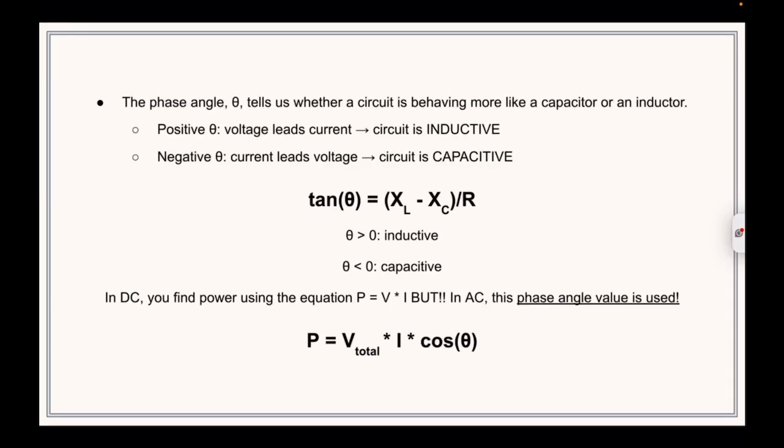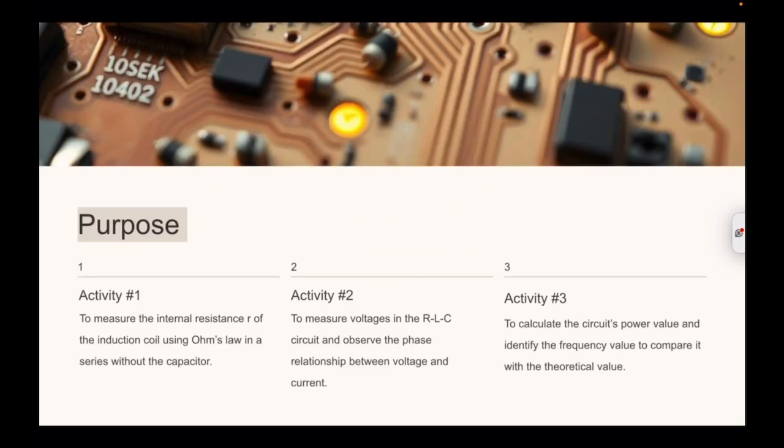We also have what is called the phase angle, which tells us whether a circuit behaves more like a capacitor or an inductor. A positive theta indicates that the voltage is ahead of the current and therefore the circuit is inductive. A negative theta indicates that current is ahead of the voltage and therefore the circuit is capacitive. In DC, power is simple. We just have P equals VI. But in AC, this phase angle is used in the equation shown for P equals VI cos theta.